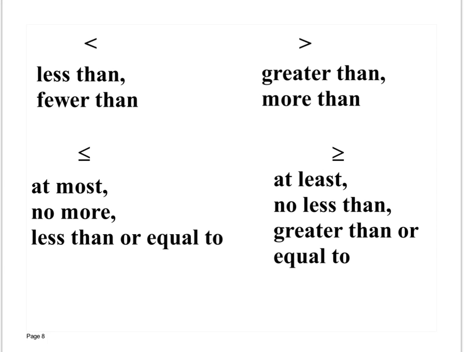You write this down. These are the words they use to describe inequalities, because later they're going to make you translate sentences into inequalities. For the less than symbol, they use less than, but they also use the phrase fewer than. For greater than, they also use more than. For less than or equal to, they use at most and no more, along with less than or equal to. And for greater than or equal to, they also use at least and no less than.